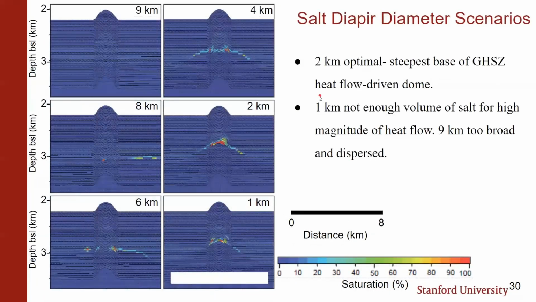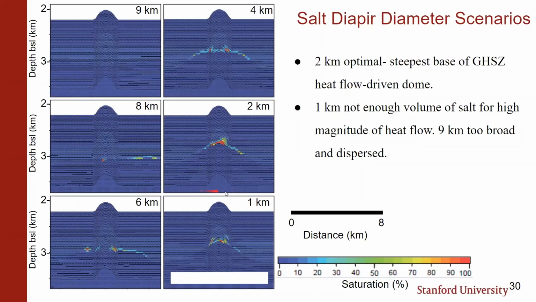We also tested some different salt diameter scenarios. This was actually brought up at a conference where they were curious, what are the optimal diameters that we want to look for when we're exploring in salt basins for hydrates? We found that a 2-kilometer diameter seems to be best.